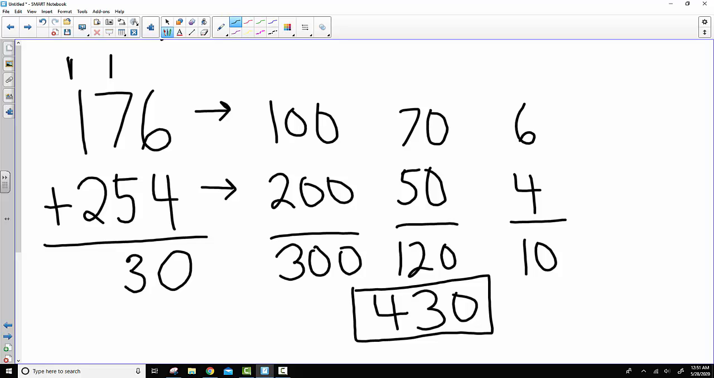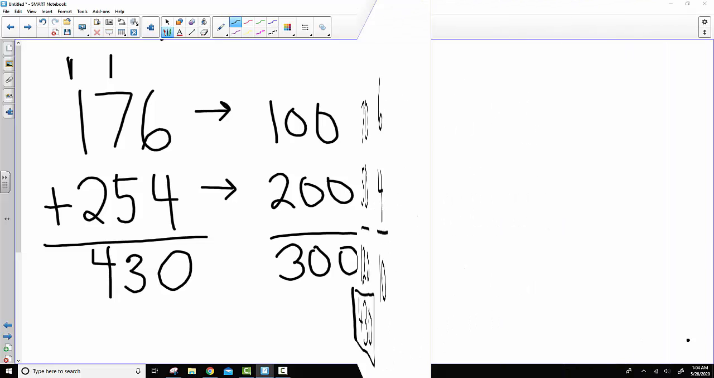1 plus 1 is 2. 2 plus 2 is 4. When we check our answers, we see that 176 plus 254 equals 430. Whether we did the standard algorithm or the expanded form, the answer is still the same. The sum is 430.